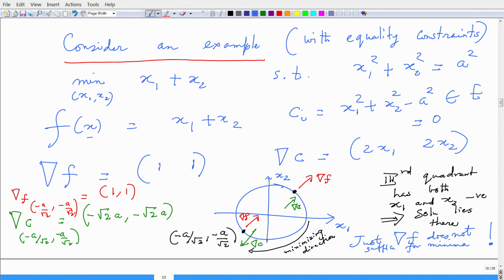So, let us see how this can be done through an illustrative example, and from there we will derive the theory of how to set up the Lagrangian. Okay. So, we would like to minimize the function x1 plus x2, where x1 and x2 are real numbers. The geometry is basically in 2 dimensions, subject to constraints on x1 and x2. The constraint here is x1 square plus x2 square equals a square, that is, they lie on a circle.